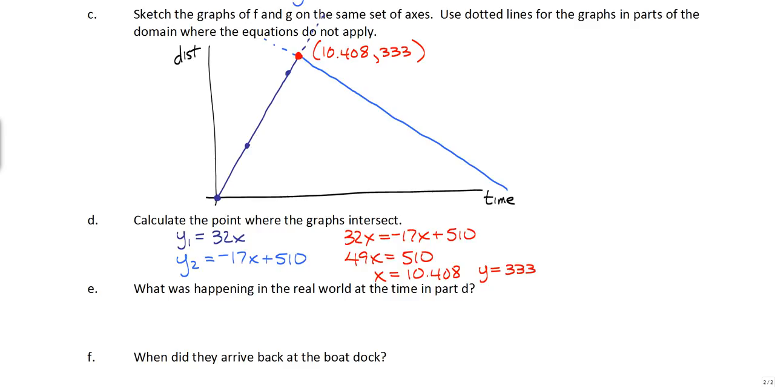So either way you do it, you're going to find that the point where they intersect is at 10.408, comma 333. And part E says what's happening in the real world at that point. That's the point that they turn around. So they're going to go out for 10.408 minutes at a distance of 333 meters, and they're going to turn around and start heading back.